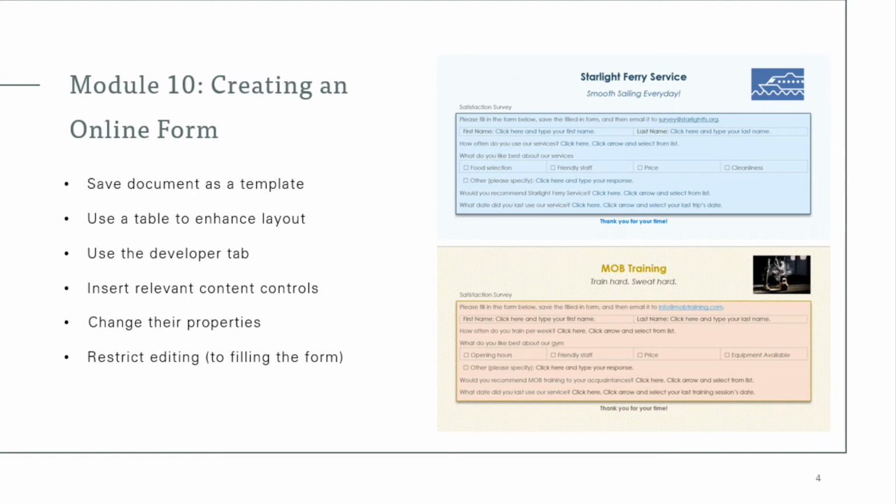Moreover, I learned how to insert relevant content controls such as checkbox, plain text, and date picker content control, which are also in my survey for my company, MOB Training. I also learned how to change their properties. As you can see, I changed the choice in the checkbox, for example, to opening hours instead of food selection, because my company is different than what we did in the lab and in the chapter.